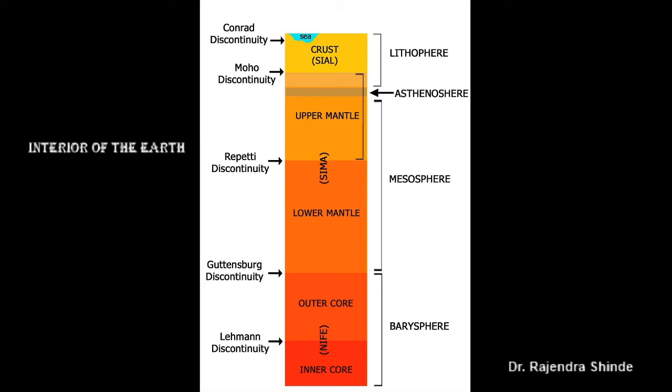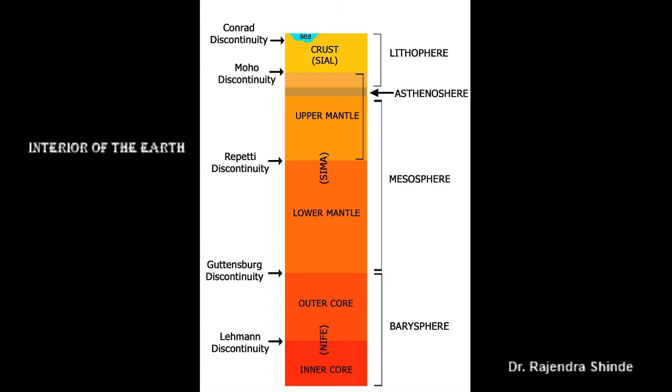It is the outermost solid part of the earth, normally about 8 to 40 kilometers thick. It is brittle in nature. Nearly 1% of the earth's volume and 0.5% of earth's mass are made of the crust.